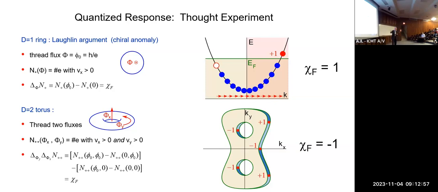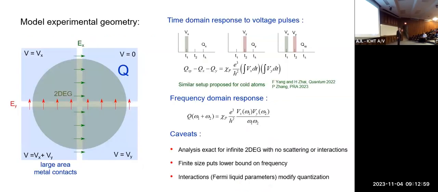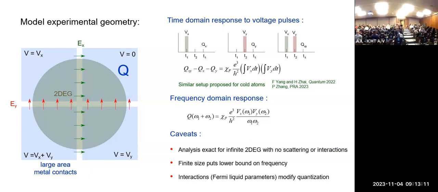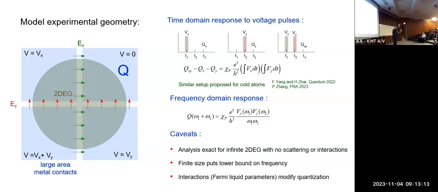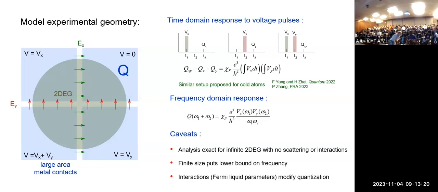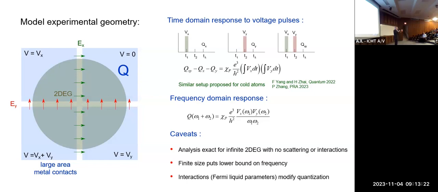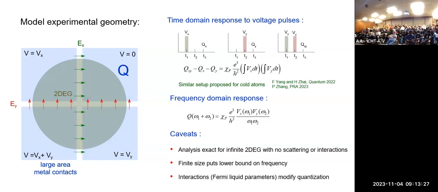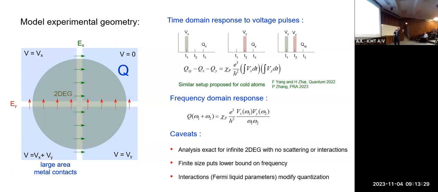That picks this up, and so let me give you an attempt at doing that. Suppose now, of course, I don't want to have a ring. What I want is an extended system, and then threading the flux is going to be like having a voltage pulse. In one dimension, a voltage pulse sends some electrons off to the right, and that's the extra right-moving electrons that I have. I want to do the same thing here.